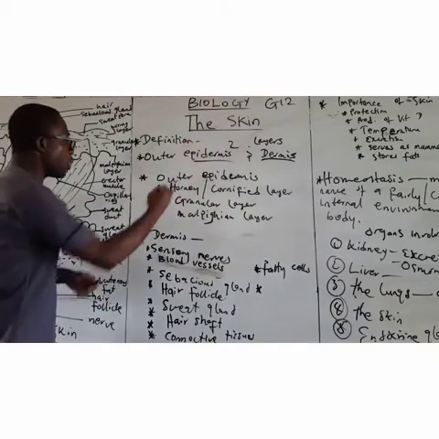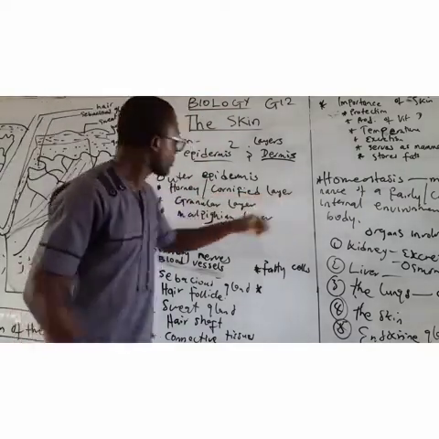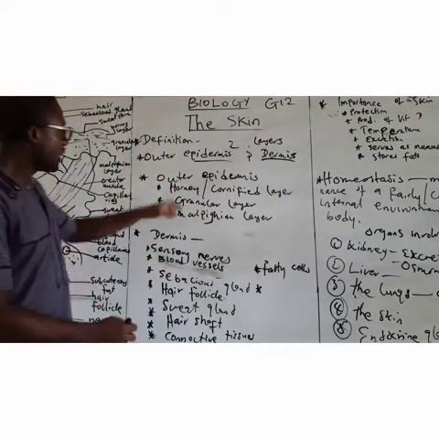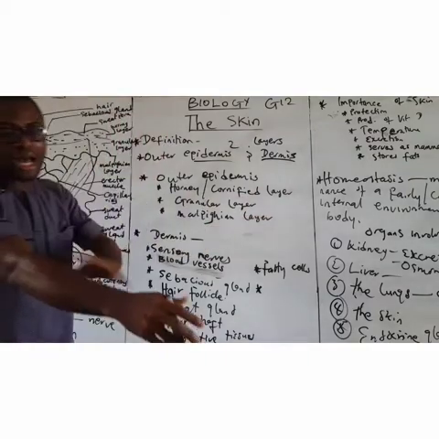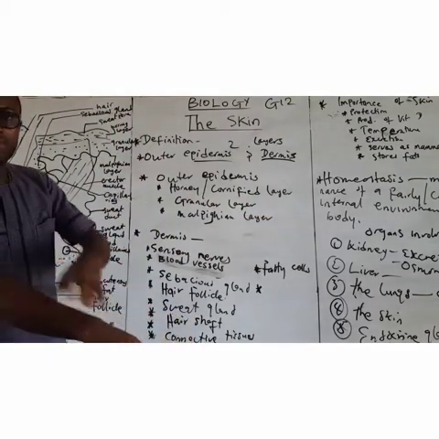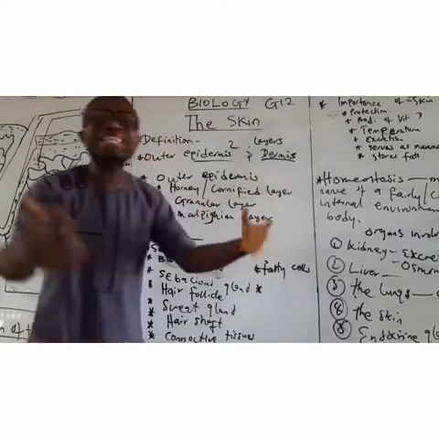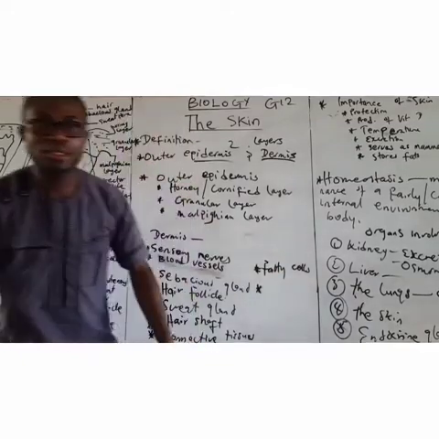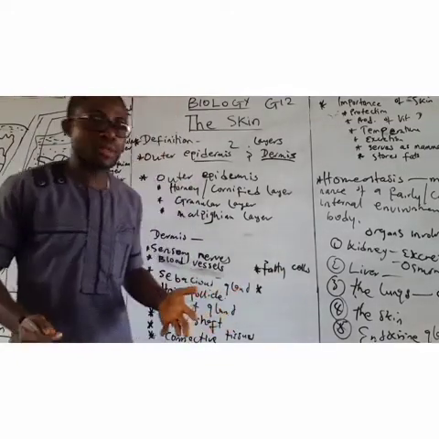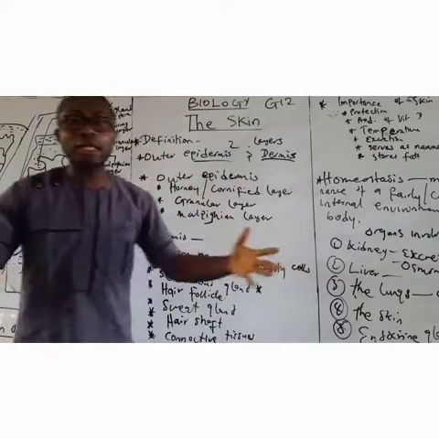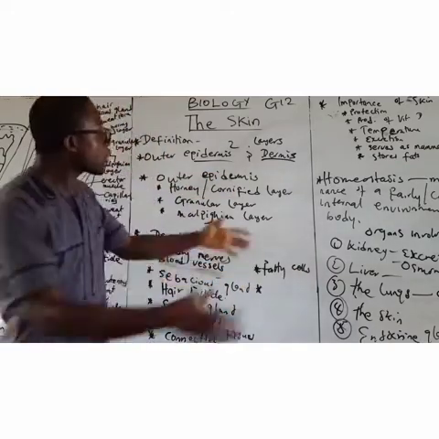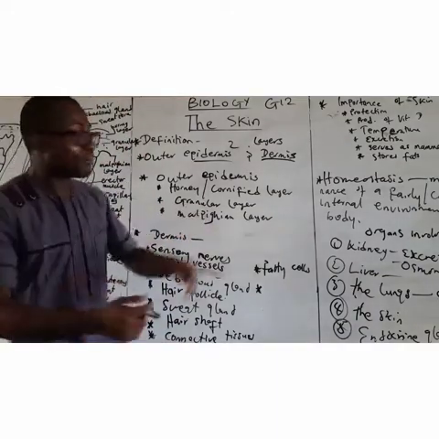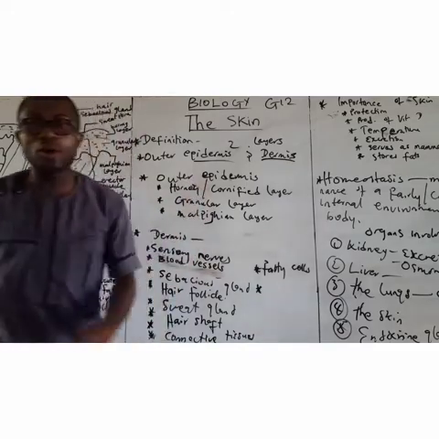And there are three layers. We have the horny layer, or the cornified layer, the granular layer, and the Malpighian layer. The horny layer, or cornified layer, is the outermost, the one you can see. The cells are dead cells. The cells that make up this cornified layer, you can see on the sole of your feet. They are dead cells. They are not living. They might ask you in an exam: the layer that is made up of dead cells is called what? They will put granular, Malpighian, the rest of them. The answer is the horny or cornified layer.